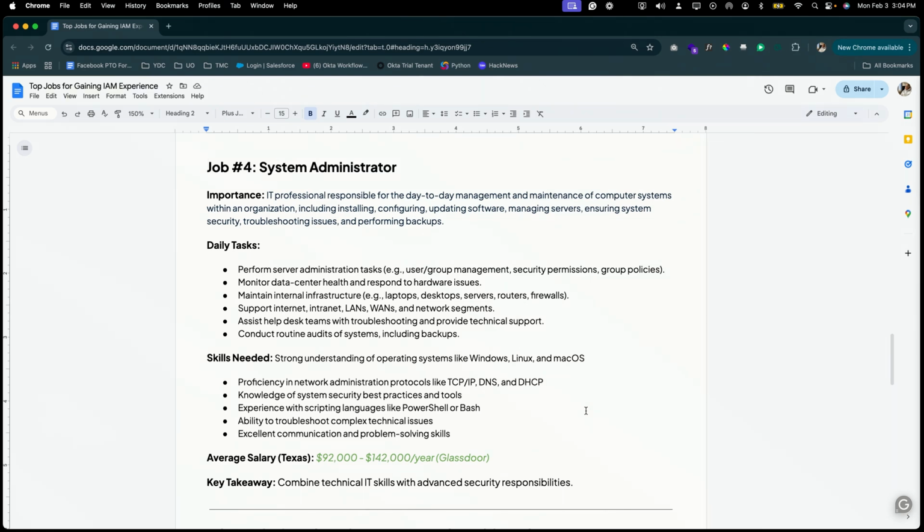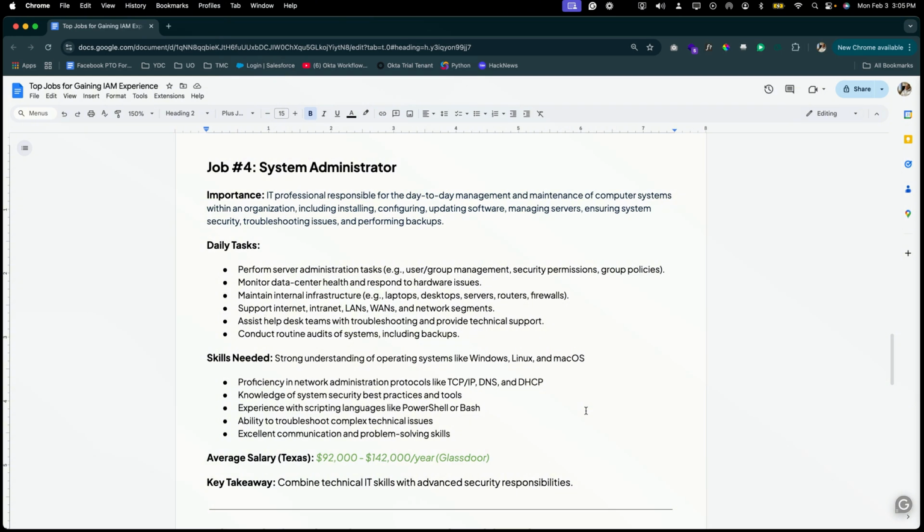That being said, the daily task consists of performing server administration tasks such as user group management, security permissions, group policies, you're monitoring data center health in response to hardware issues, maintaining internal infrastructure such as laptops, desktops, servers, routers, firewalls, supporting internet, intranet, LAN, WAN, and network segments, assisting help desk teams with troubleshooting and providing technical support for those more complex issues that are escalated, and you're conducting routine audits of systems, including backups.